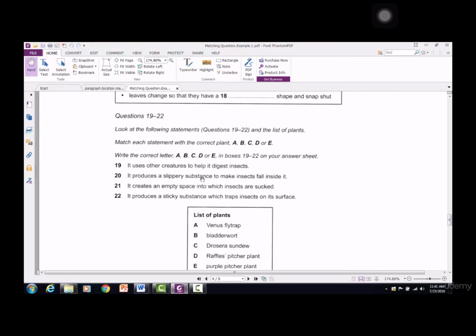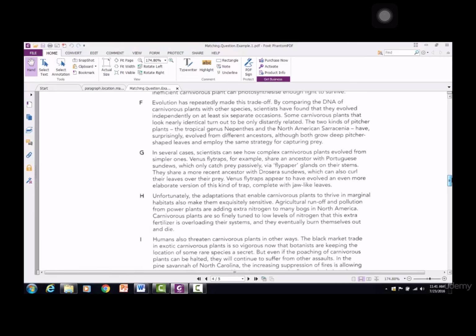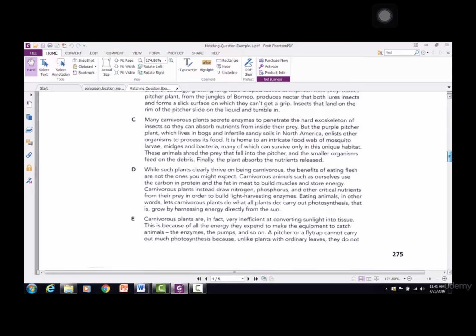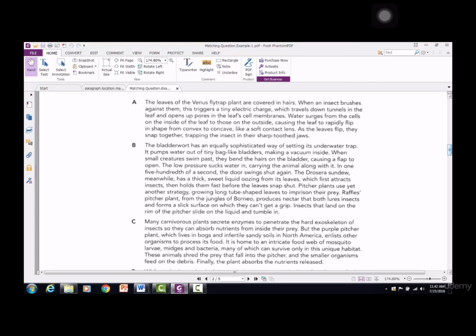All right, so that would be right here, 19. It uses other creatures, synonym for organism, to help it digest insects. Digest is a synonym for processing its food. So the correct answer for number 19 is E, purple pitcher plant. All right, and then we just have one more to go find. Something talking about a sticky substance. So let's look at the Drosera plant. Now it's either going to be the Drosera plant or the Venus flytrap that talks about a sticky substance. So that's all we're looking for.